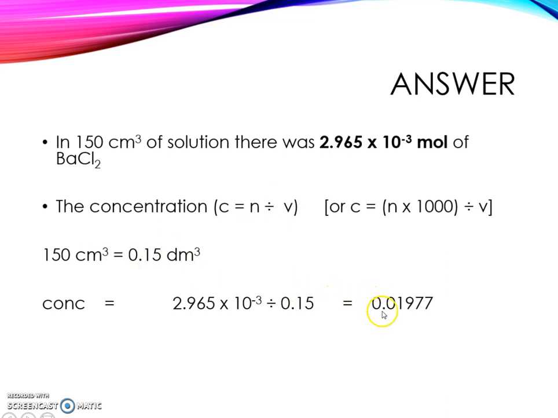And that gives me an answer of 0.01977 moles per decimeter cubed. But again, that's 4 significant figures, too many significant figures really. So round it to 3 sig fig. So my final answer is 0.0198 moles per decimeter cubed.